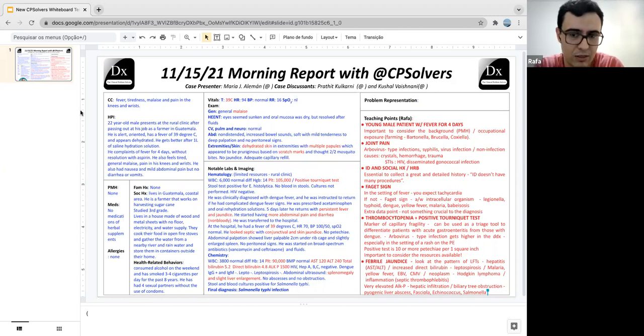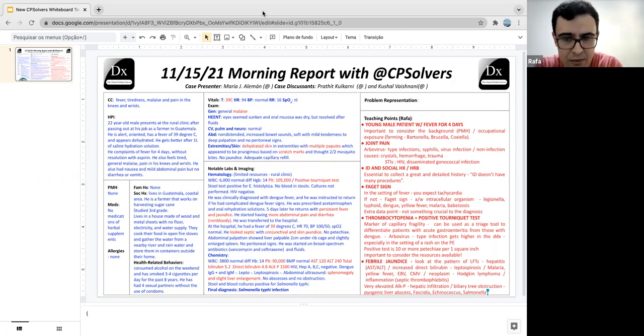And then we saw that this patient had thrombocytopenia and a positive tourniquet test. According to the CDC, this is a marker of capillary fragility that can be used as a triage tool to differentiate patients with acute gastroenteritis from those with dengue. The test is considered positive when you have 10 or more petechiae per 1 square inch. The arbovirus infection was higher in our differential diagnosis because of the positive tourniquet test, but also the rash that we saw on the physical exam.